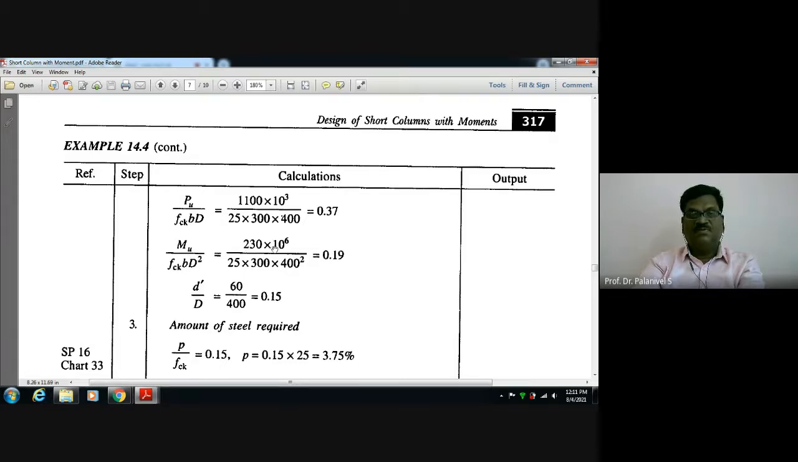Mu is given as 230 kN·m. To convert it into N·mm, multiply by 10 to the power of 6, divided by fck, which is 25 N/mm², into b, which is 300 mm, and D is 400 mm square, which is equal to 0.19.